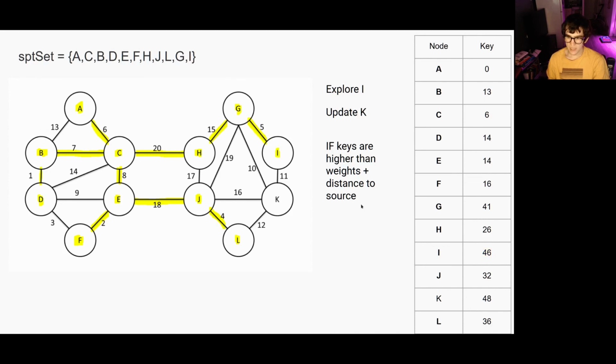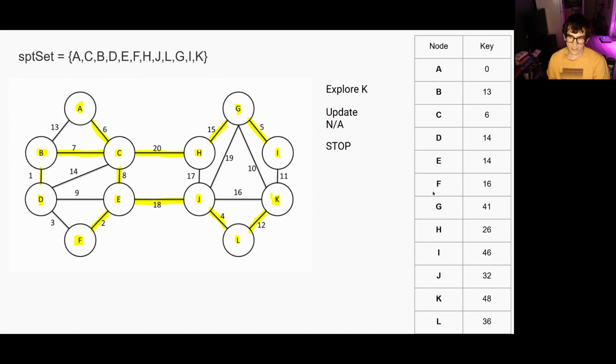And then last but not least, we just have K left. We don't need to update K because the path cost to I is 46 plus 11, which would be 57. 57 is still more than 48. So we're going to explore K. We can either do it from J or from L, but we're going to go ahead and do L.